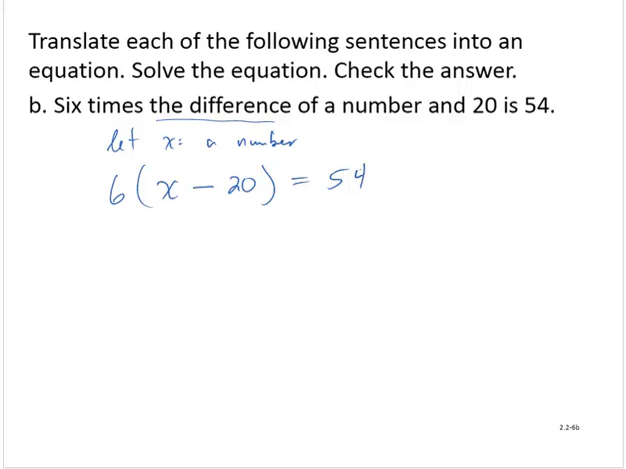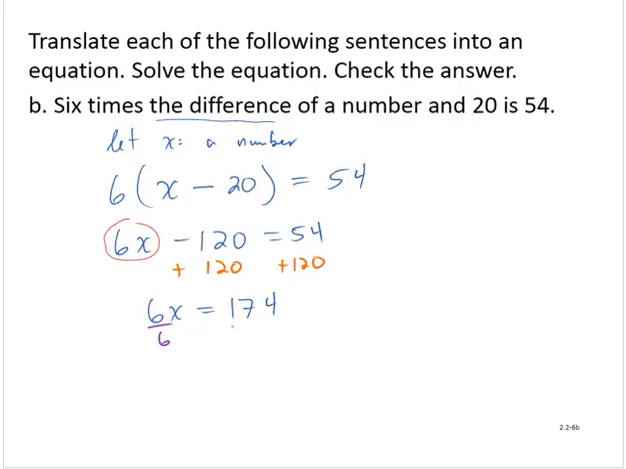Let's simplify the left-hand side of the equation by applying the distributive property. 6x minus 120 is equal to 54. Identify the variable term. To isolate the variable term, we will add 120 to both sides of the equation. So that yields 6x is equal to 174. And then dividing both sides by 6 to isolate the variable, we find that x is 29.